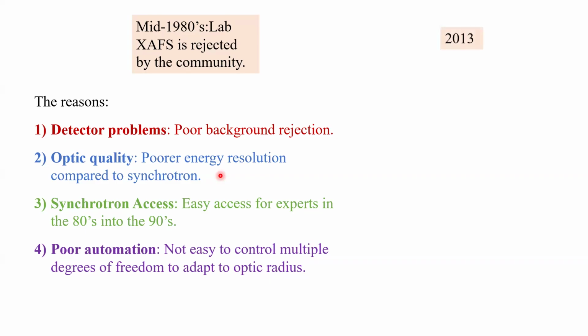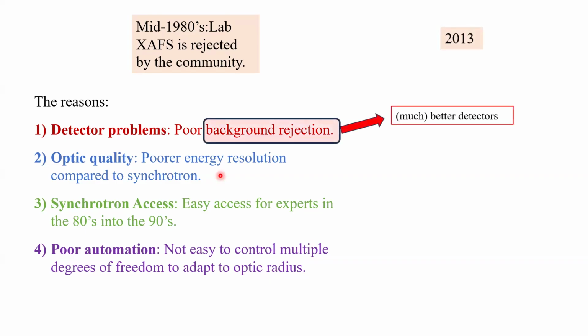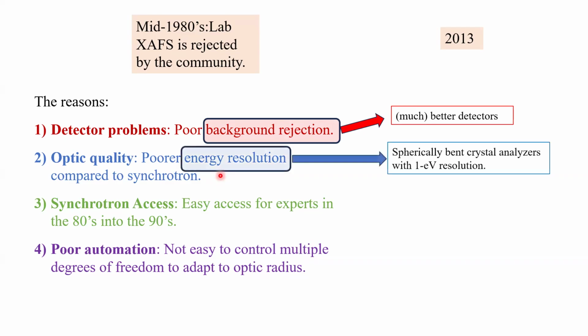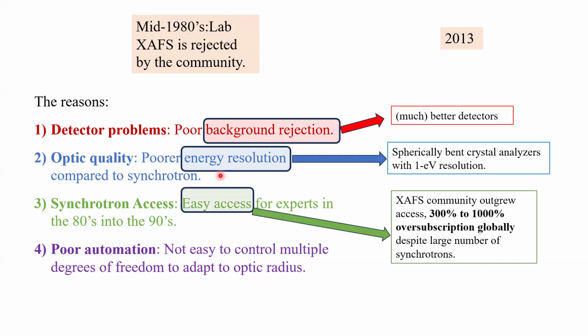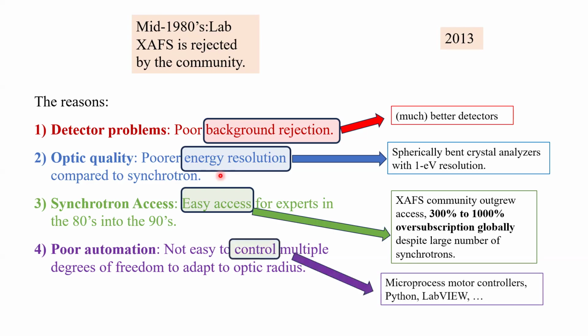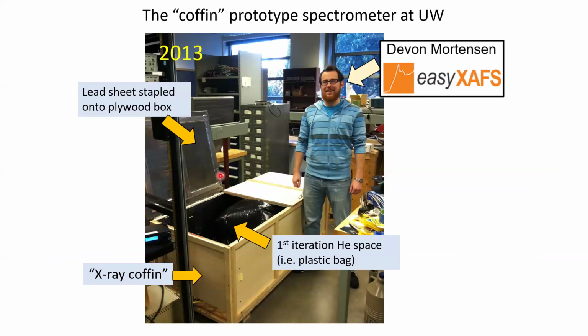So come 2013, when my group started looking at this, well, the detectors are insanely better, such as silicon drift detectors that are, for example, made in this building. The optic quality is shocking now. I mean, we're in an age of precision ground lenses that you can glue crystals onto and make any curved optic you want. Synchrotron access is now ridiculously oversubscribed, despite there being 40 synchrotrons around the world. And automation, every high school student does Arduino and does automation. Automation's no problem anymore.